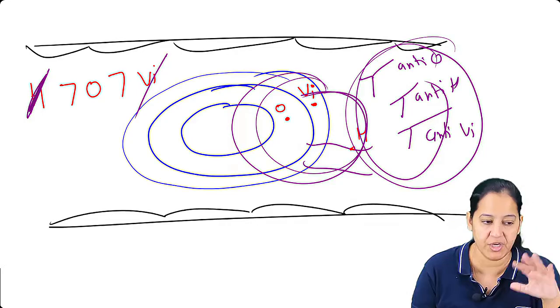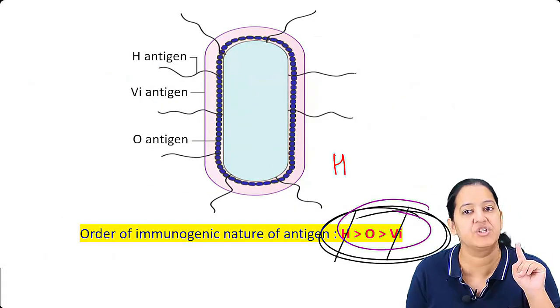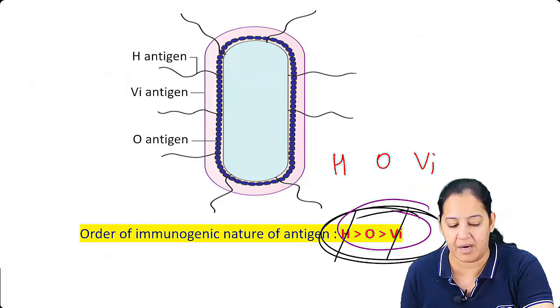Got it? Quick confusion. So you have to learn the mnemonic HOVI. What is the mnemonic? Say it out. The mnemonic is HOVI. So make the marks. It's like this.